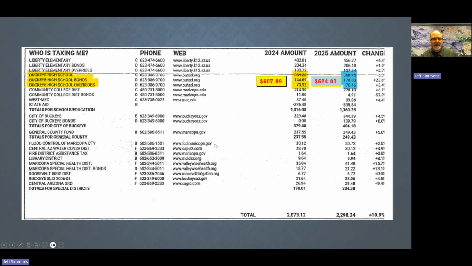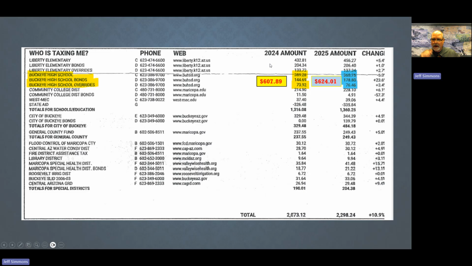So this second page kind of breaks it down a little bit better. If you're in a district like ours, where you have elementary districts and union high school districts, you'll see two different taxing entities for the schools. In this case, it's Liberty and Buckeye Union. You'll see the first line, this Buckeye Union, the first one highlighted, that includes the M&O, the capital, and also the adjacent ways associated with our new construction. You'll see the bonds are separated and the overrides are separated in these amounts.